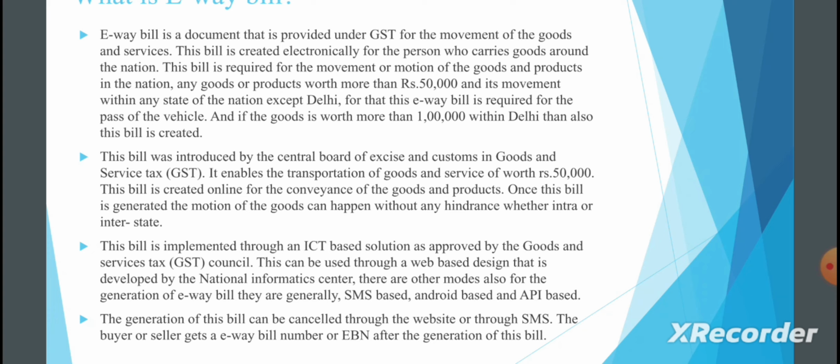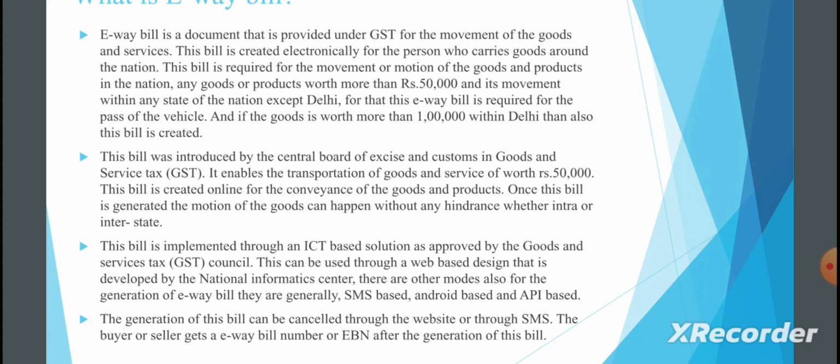It enables the transportation of goods and services worth rupees 50,000. This bill is created online for the conveyance of the goods and products. Once this bill is generated, the motion of the goods can happen without any hindrance, whether intra or interstate. This bill is implemented through an ICT based solution as approved by the Goods and Service Tax Council.